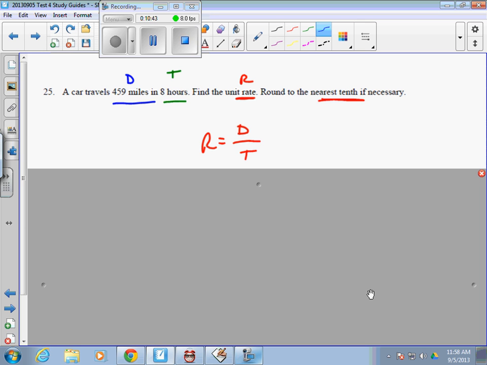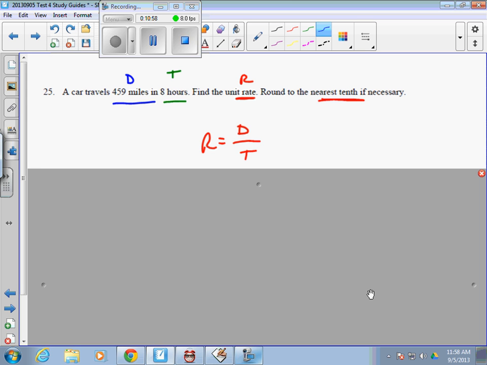Find the unit rate and round to the nearest tenth if necessary. So we have a distance measurement of 459 miles. We have a time measurement of 8 hours. What we don't have is a unit rate or the speed. So we're looking for R. R is equal to D over T.